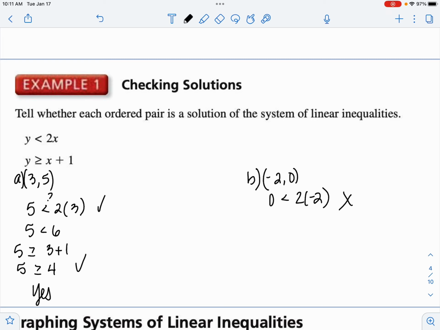We can check the second inequality if we want. But it's not really necessary because it doesn't work for the first inequality. So I checked it in the first inequality and it didn't work. So this one's no. It needs to work for both.